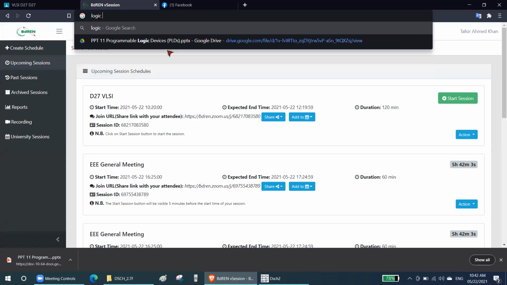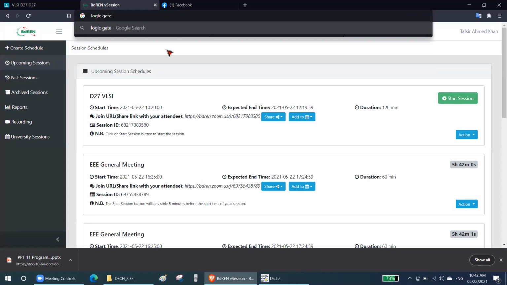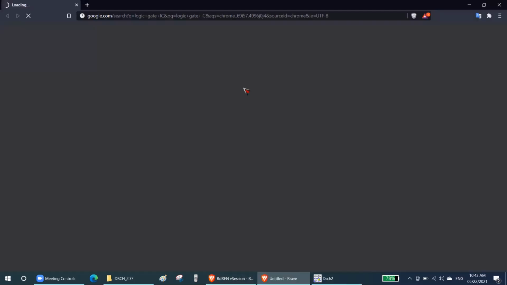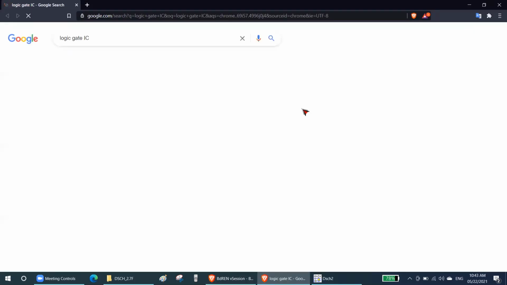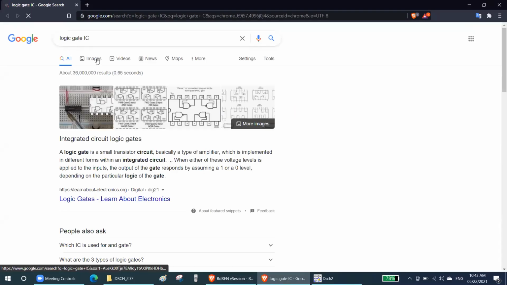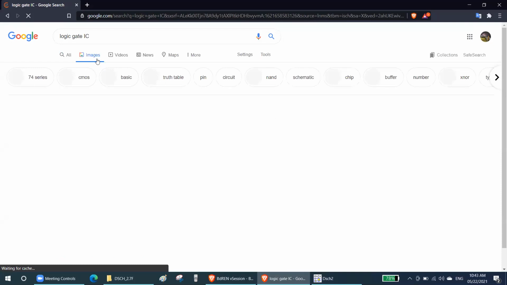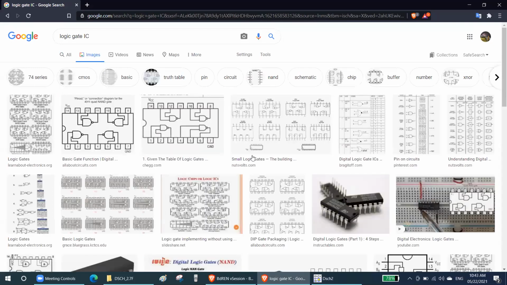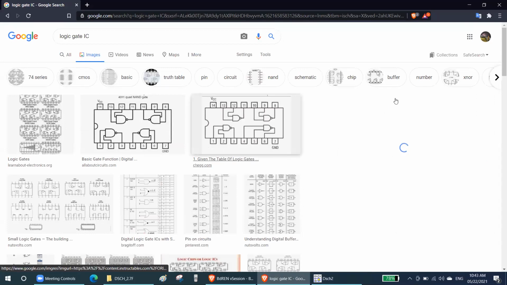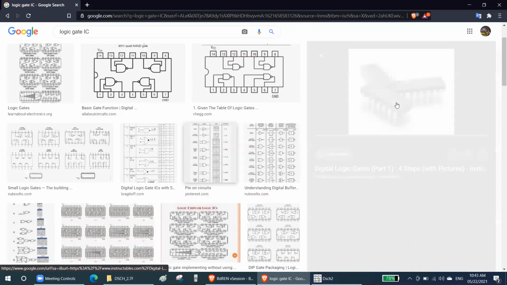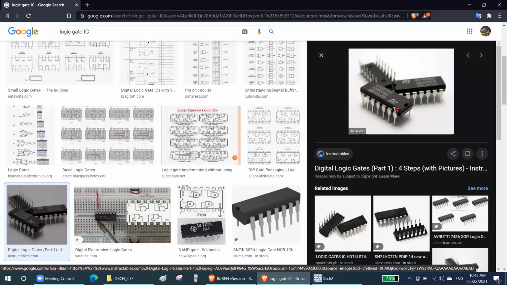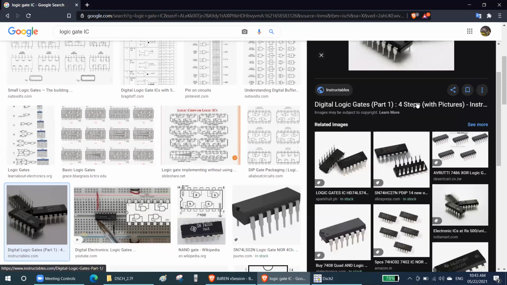Logic gates. ICs, right? When you make any circuit or when you design any circuit, that is when you use a breadboard or circuit board, right? You have to deal with this sort of ICs, right? These ICs. Okay, you are familiar with this, right? Yes, sir. Okay, fine. So you have to deal with this.